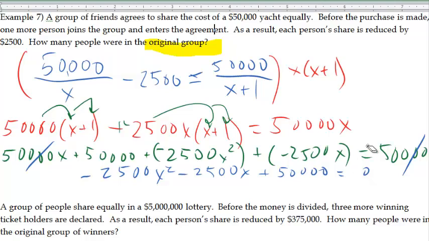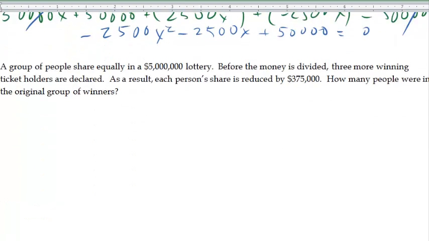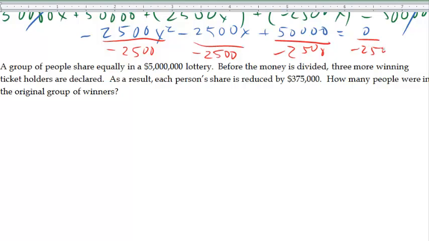I don't know about you, but these numbers are getting to be obnoxious. So I'm going to divide both sides by negative 2,500. I'm doing this to everything. I'm not changing the value. Negative 2,500. Negative 2,500. Okay, let's see what I got left.